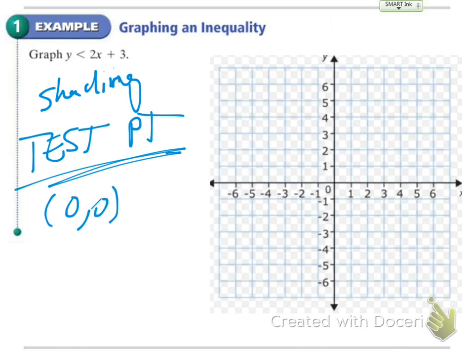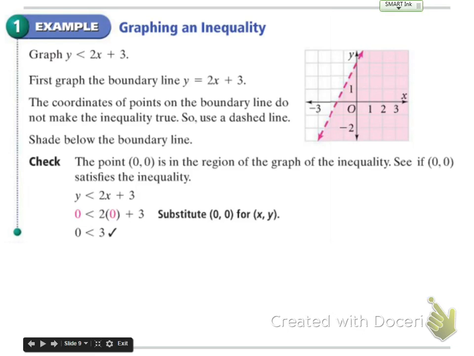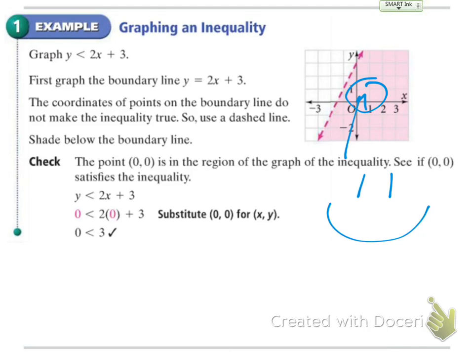So you would test it by putting it into the equation. Ready? 0 plus 3. You're so fast. Is 0 less than 3? It is. So you have to shade the side with the origin. The answer's in the next slide. There we go. So you see how the origin is included, and the origin's right there, and it's happy. And we're included right there.